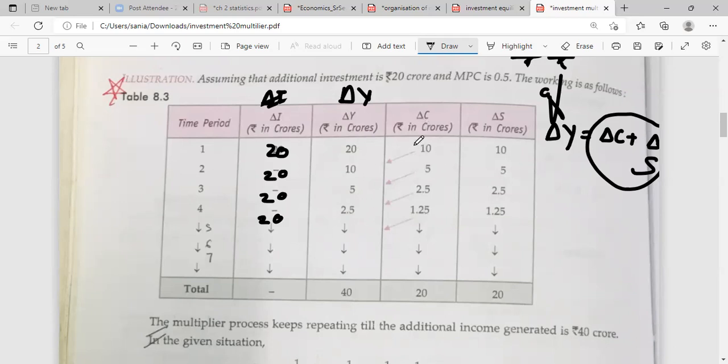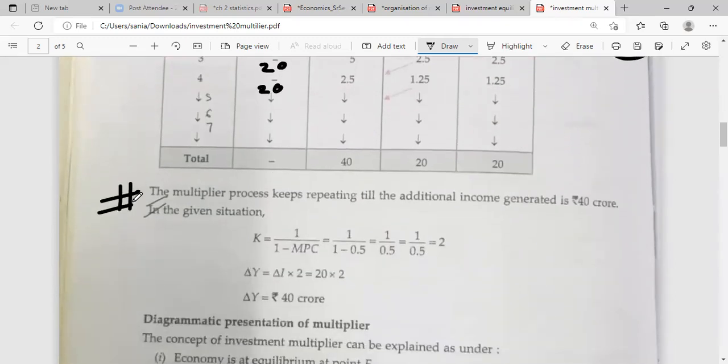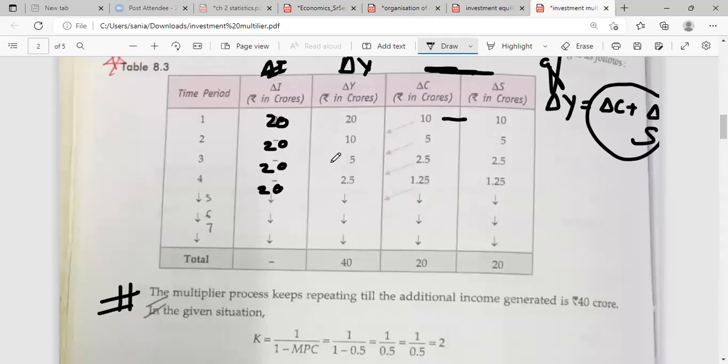Okay. You can remember the consumption. These two, 10, 5, 2.5, 1.25, and savings 10, 5, 2.5, 1.25. And when you add them, you will get this: 10 plus 10, 20, 5 plus 5, 10, 2.5 plus 2.5, 5, 1.25 plus 1.25, 2.5. Clear? So this is how you have to draw this table. Now of course we don't care about this; we care about the total, right?